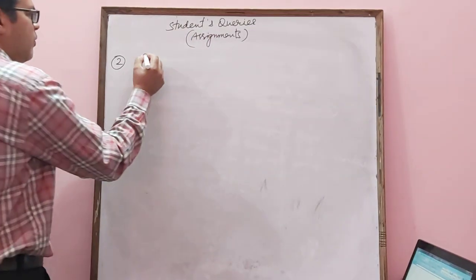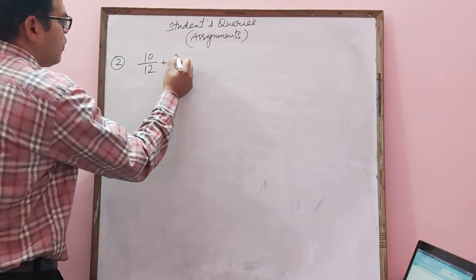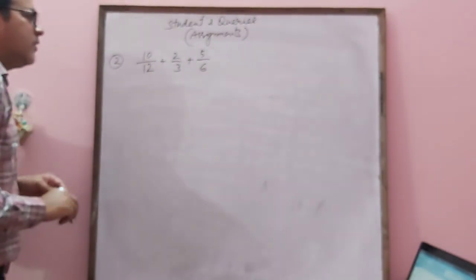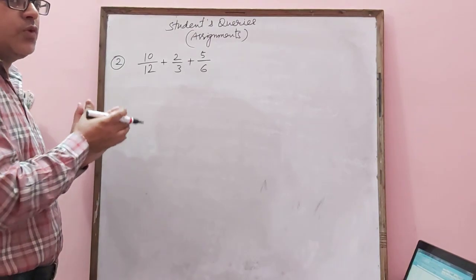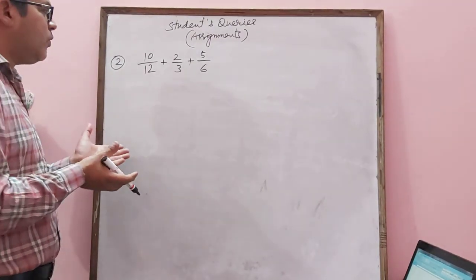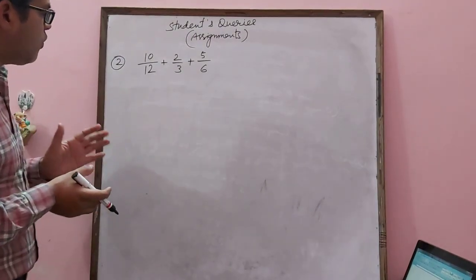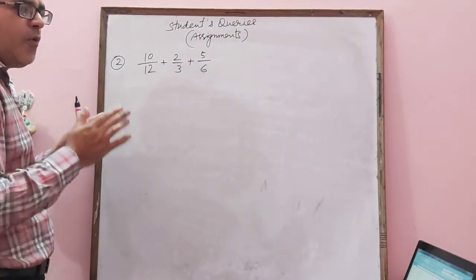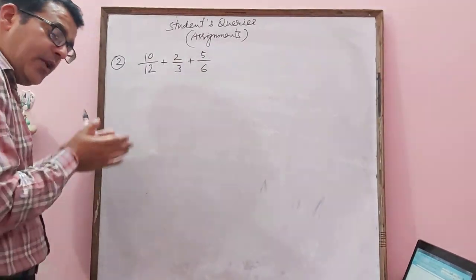Question number two I am solving here now. The question was 10 by 12 plus 2 by 3 plus 5 by 6. Right? Students are saying that they are unable to solve this question since there are 3 fractions together. It doesn't matter if there are 3 or 4 or more than 4 fractions. You do one thing, see, plus sign in between means the priority of operators is the same. We can add any 2 fractions first.